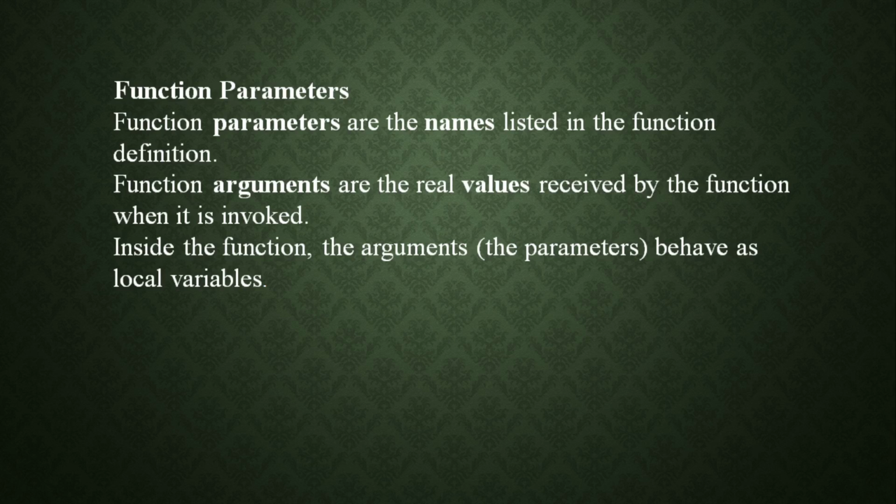Function parameters are the names listed in the function definition, where we specify these parameters after the function name in a list of parameters. Function arguments are real values received by the function when it is invoked. And inside the function, the arguments behave as local variables. We have two types of variables. One is global variables, which are accessed by all the members, and the other one is local variables that are accessed only within a function. Here we are using local variables.